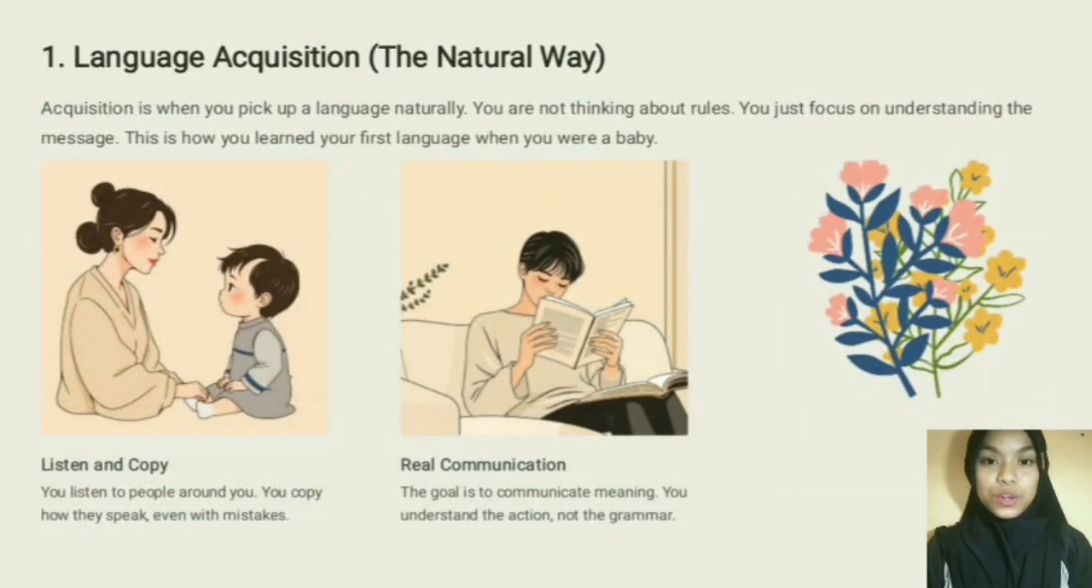The first way is acquisition. This is like how we learn our first language as children. We listen to our parents, our friends, and the people around us. We try to speak. Sometimes we make mistakes, but step by step, we could talk naturally. In acquisition, we don't think about grammar rules. We only focus on meaning and communication. For example, if someone says, "Give me the book," we understand the action, even if we don't know the grammar yet.